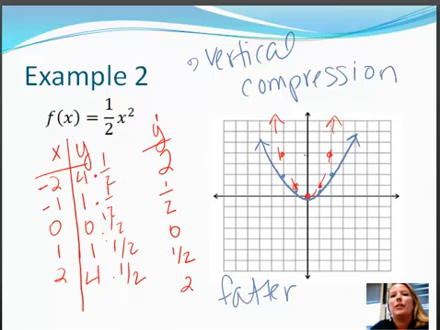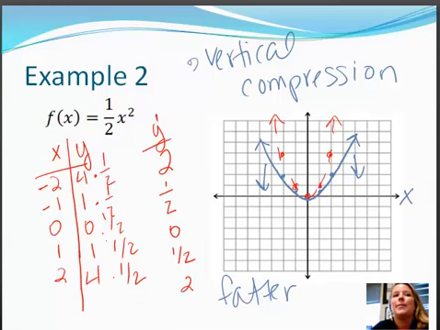it compresses the graph towards the x-axis, meaning it's going this way towards the x-axis. So think about, you put a brick on top of this graph, it's making the graph go towards this x-axis right here. Alright, so a vertical stretch makes it skinny, it stretches it this way. A vertical compression stretches it this way. Okay, so that's the a value of a function.